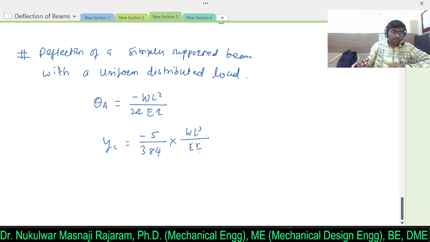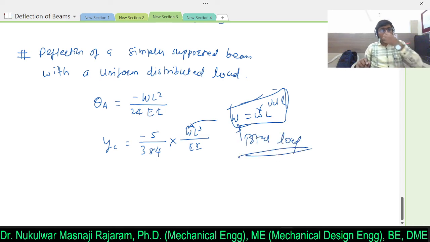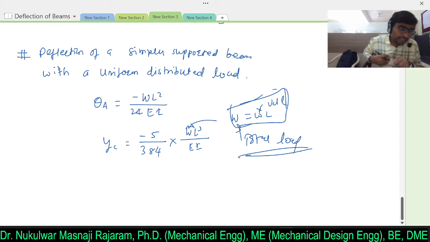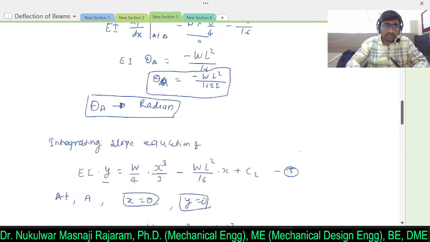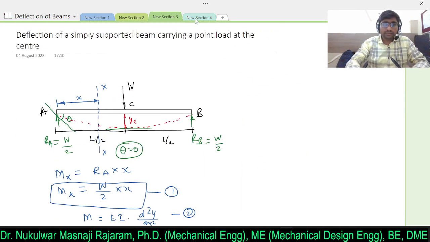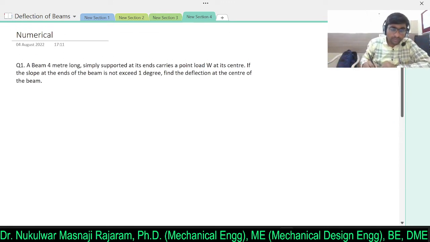Simple. Now here if you observe this W is nothing but it's a W into L, so this is nothing but it's a UDL. Clear? So we have converted that into the point load, or we can say total load. This is nothing but it's a total load. Likewise we can evaluate for the different conditions also. I hope you understood the derivation for a simply supported beam having a point load at the center. Clear? So based on that we will solve some numerical. Clear? I will read the numerical.